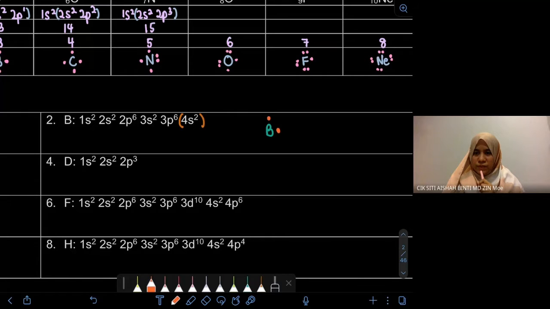Tanya. Alamak, pening lah tengok. Dexter lah, bawah nama tu je. Okay, Dexter, how do I draw for yang number 4 ni?